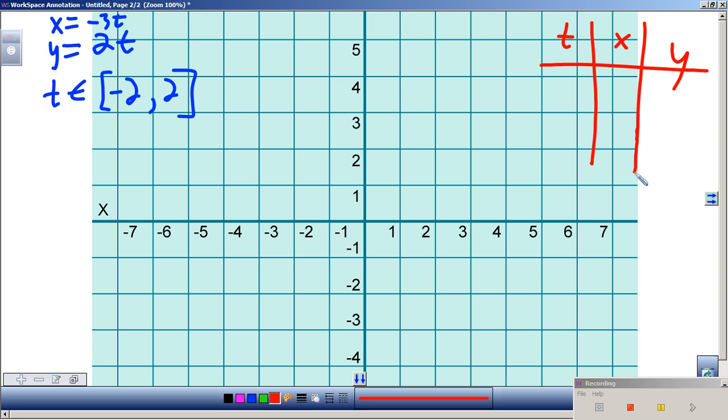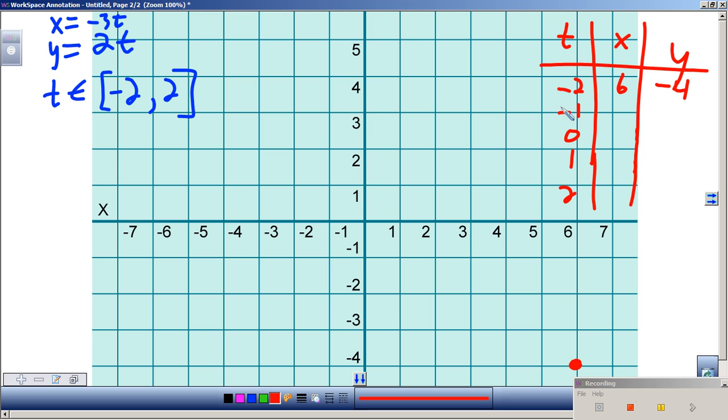Now, when we're dealing with a parametric graph, we have 3 variables instead of just 2: t, x, and y. T has a range of negative 2 to 2, so I'm just going to put these in and we can test them. If I plug in negative 2 for t, what do I get for my x value? 6. Negative 2 times negative 3. What do I get for y? Negative 4. So 6, negative 4 would be my point.